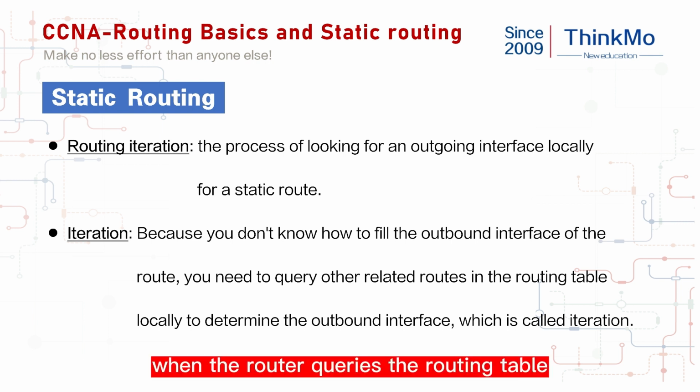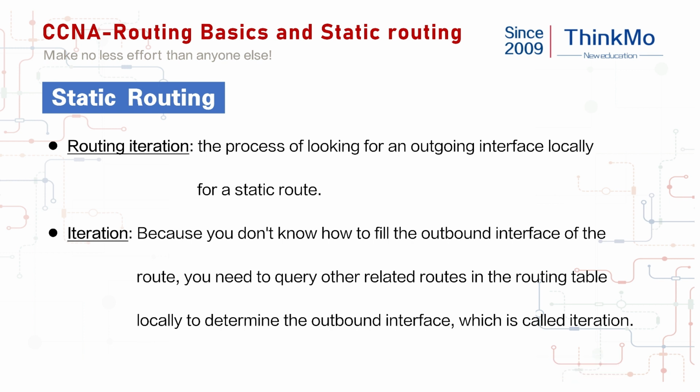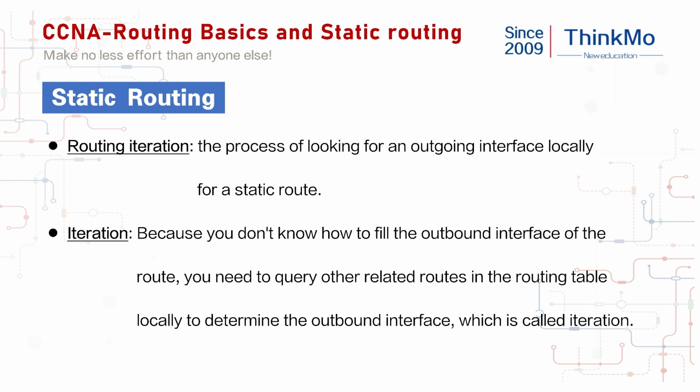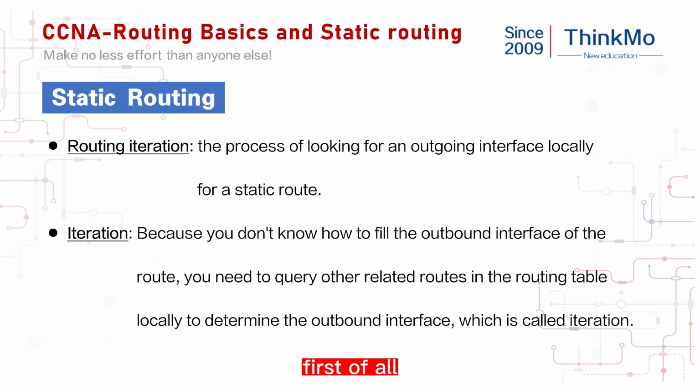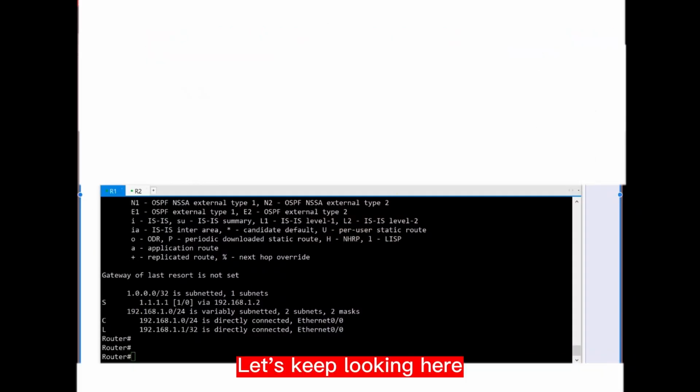When the router queries the routing table, there is a principle for adding a static route to the table: the address of the current next hop must be guaranteed to be successfully reachable through an outgoing interface. The reason a static route can be added to the table is that, first of all, the next hop address of the static route you wrote can be reached through a local outbound interface.